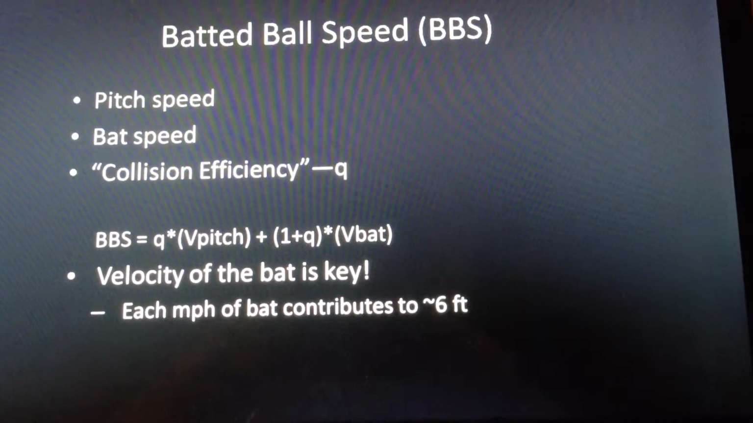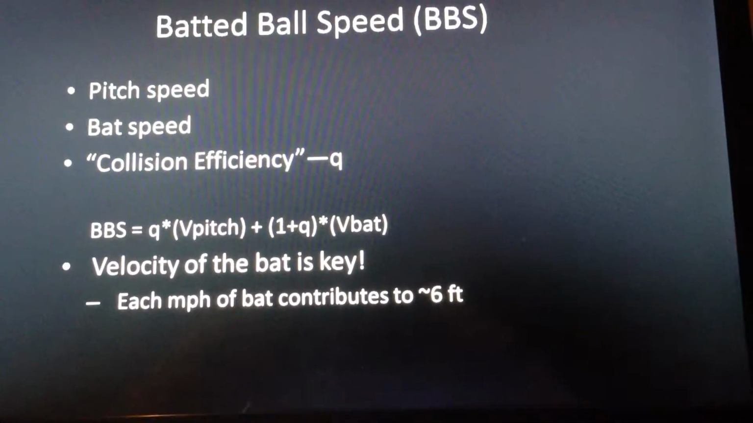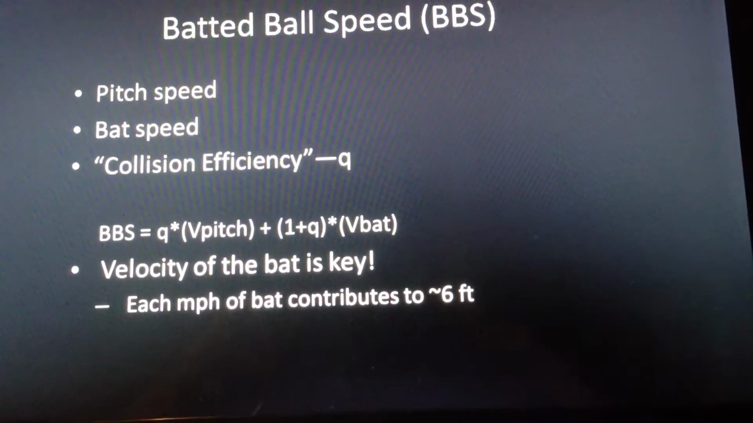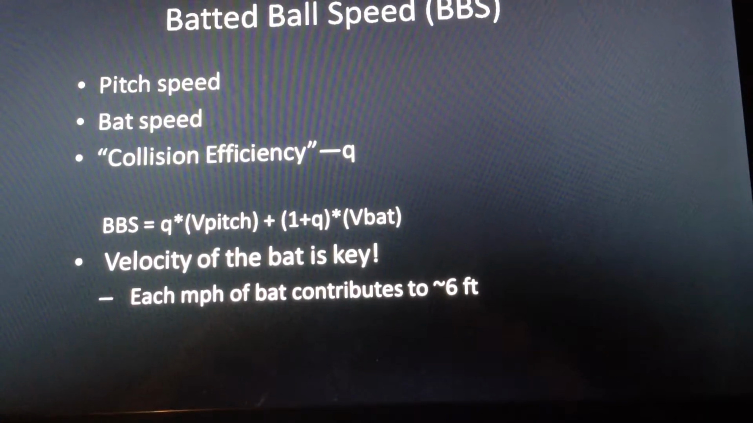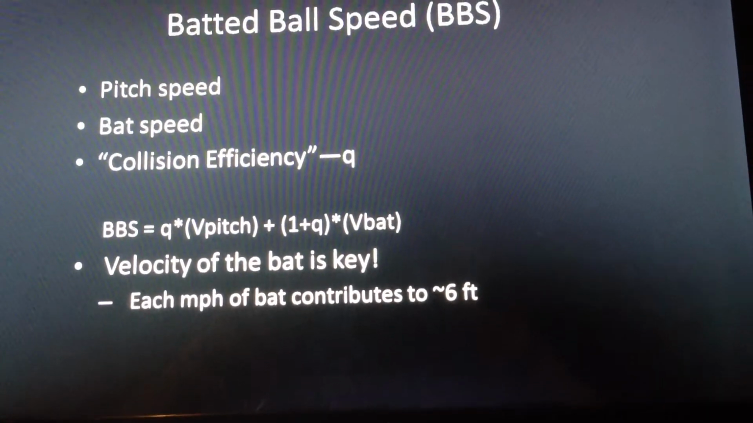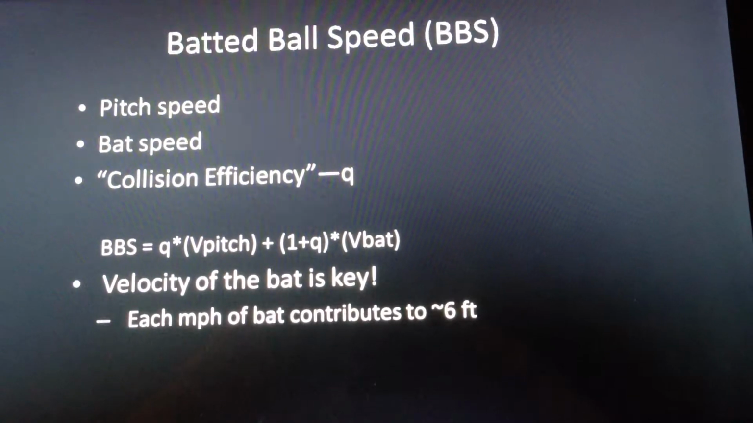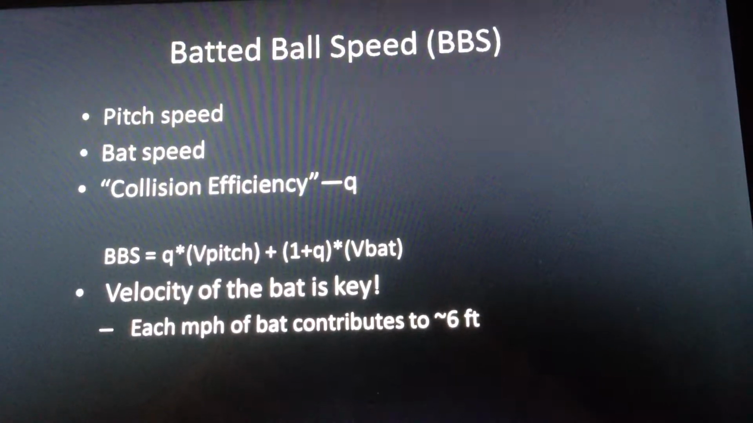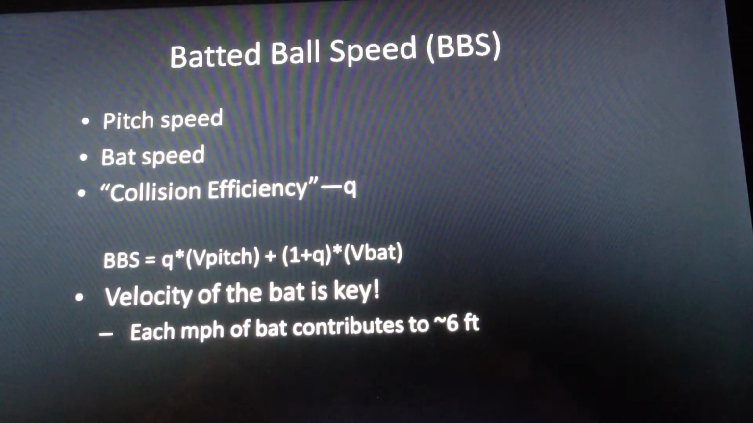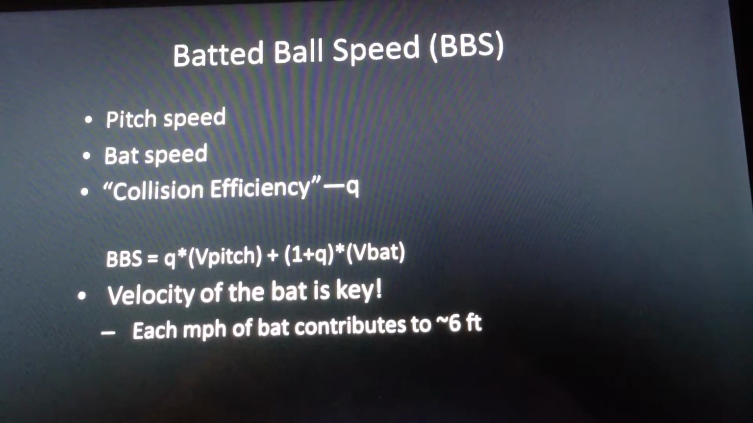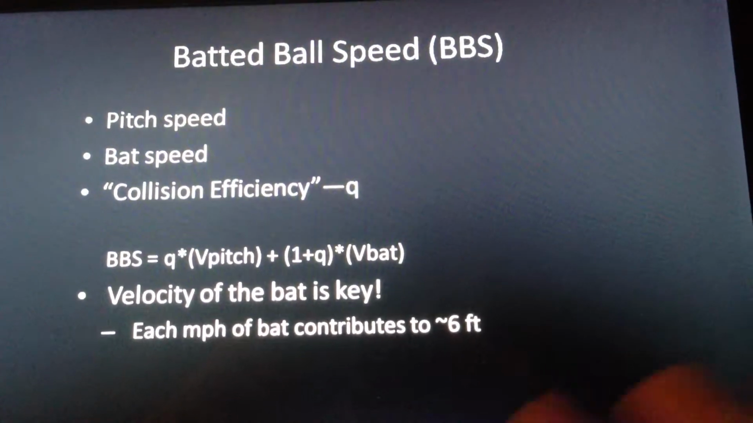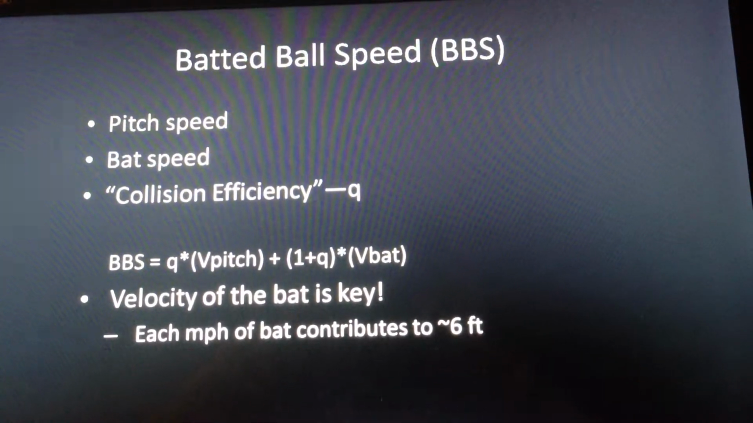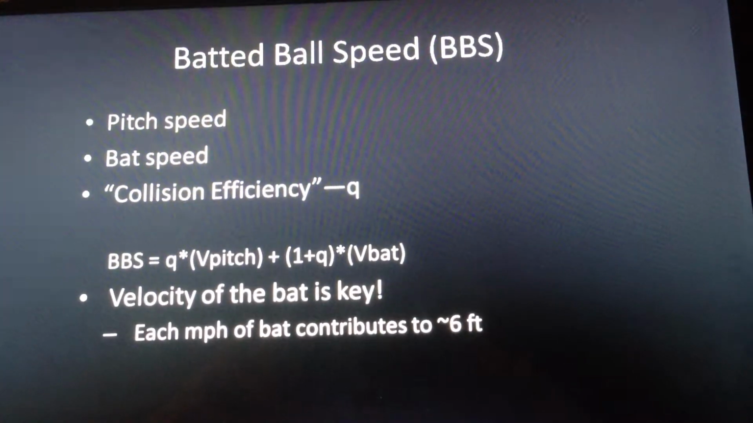As I mentioned before, the batted ball speed incorporates the pitch speed, the bat speed, and the collision efficiency, which is the constant Q. And that's the formula that was presented. It's important to note that the velocity of the bat, similar to a golf swing and swing speed of a golf club, is the most important factor, because each mile per hour of the bat contributes to about 6 feet of flight. On the contrary, the velocity of the ball contributes only 1 foot per mile per hour.